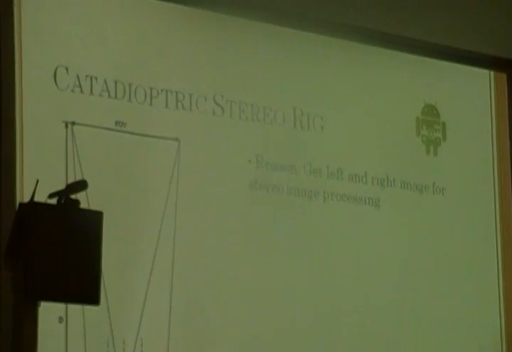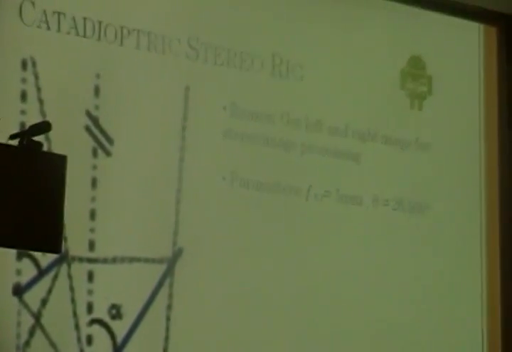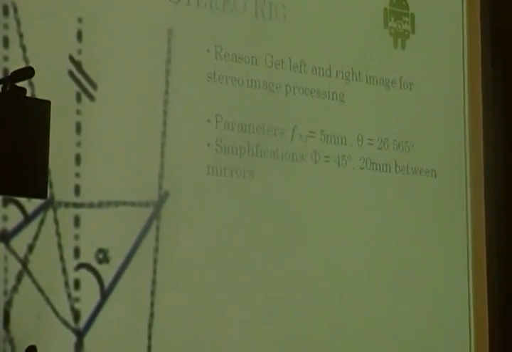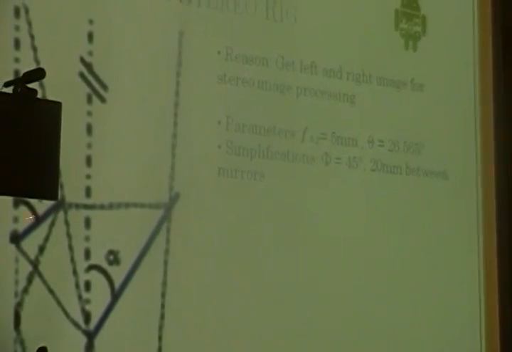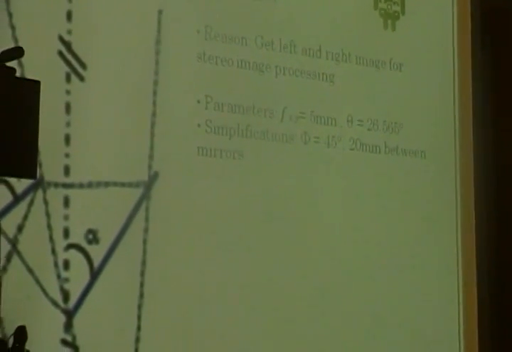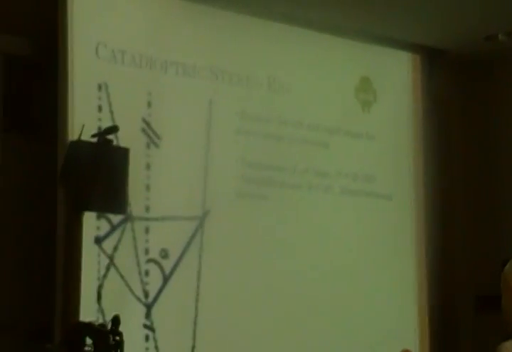So one of our tasks was to make a catadioptric stereo rig. The purpose of making a catadioptric stereo rig is to get a left and right image for the stereo image processing. In order to make a catadioptric stereo rig, we had to do a bunch of calculations. First of all, we found the focal length and the angle of the lens of the camera. Once we got the focal length and the dimensions, for simplification, we used an angle between the inner mirror and the base of the frame of 45 degrees, and we separated the inner mirrors and the external mirrors to be 20 millimeters apart in order to get better depth while still having the frame on the phone.